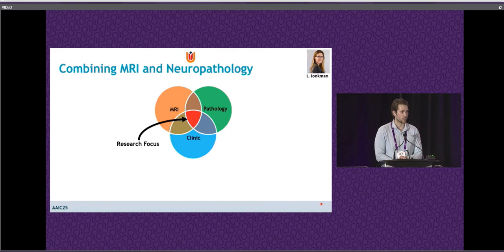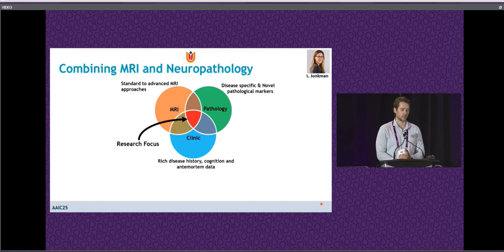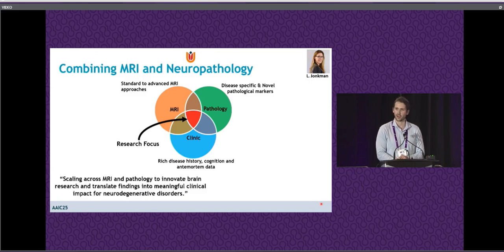And I'm very happy to see these kinds of approaches more and more also this year at AAIC. So we do this using standard to advanced MRI approaches, disease-specific and novel pathological markers, and we use a rich disease history of our cases and cognitive and antemortem data, which already gives a hint about our pipeline. But just to tell you about our research statement, it's scaling across MRI and pathology to innovate brain research and translate findings into meaningful and, importantly, clinical impact for neurodegenerative disorders.